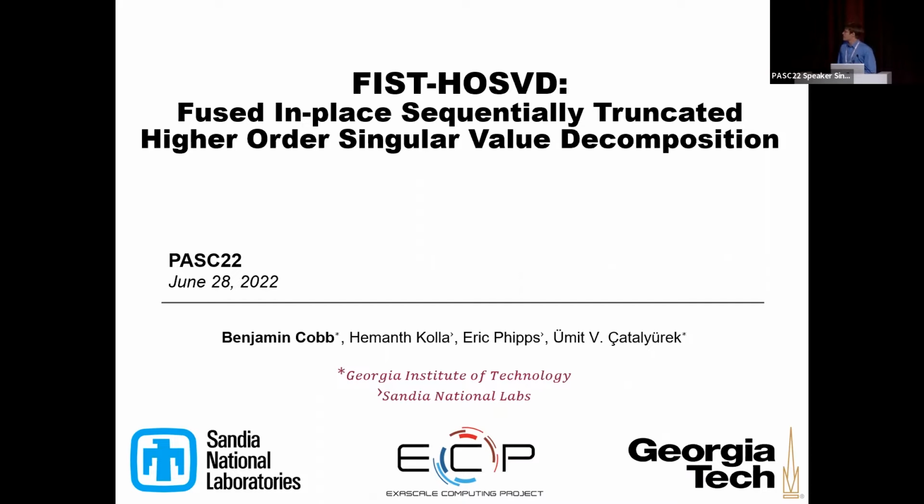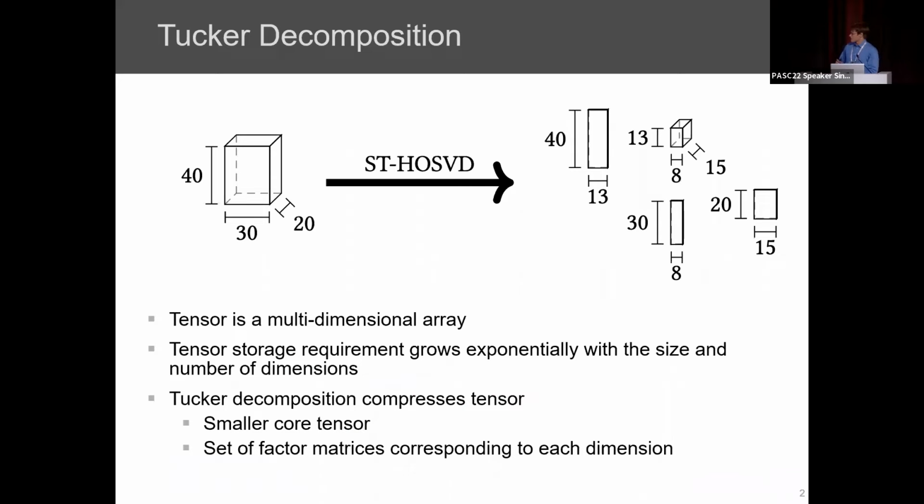So today I will be presenting on the FIST-HOSVD, the fused in-place sequentially truncated higher order singular value decomposition. So kind of a mouthful, but let's get started. Let's start off low level and work our way up from there. So first off, what is a tensor? A tensor is a multidimensional array. For example, a vector can be considered a first order tensor, a matrix could be considered a second order tensor, and this cube, which we see up here, could be considered a third order tensor.